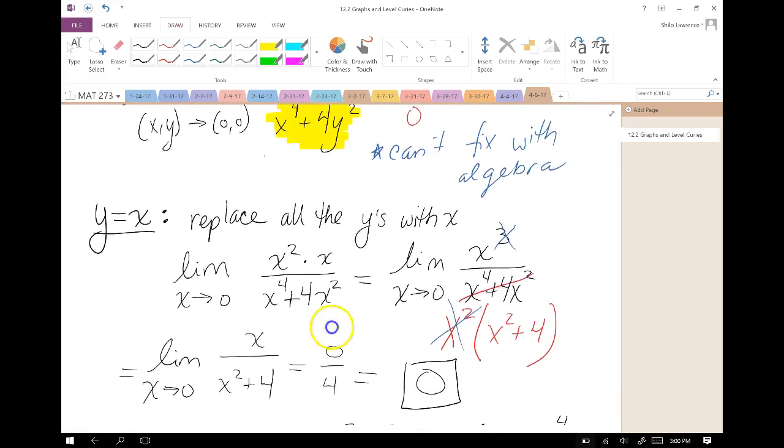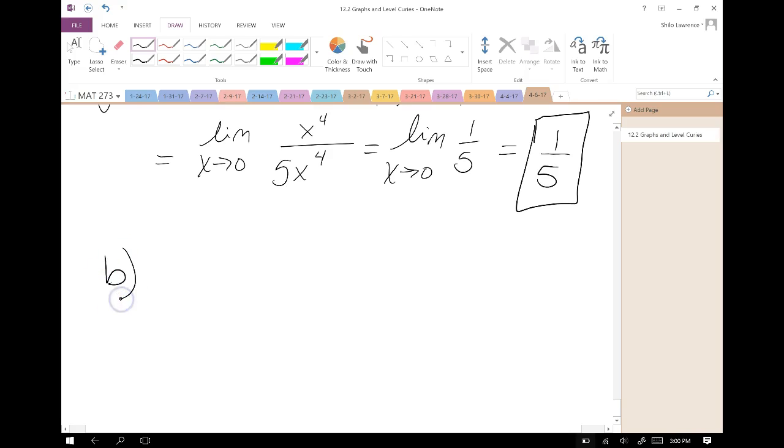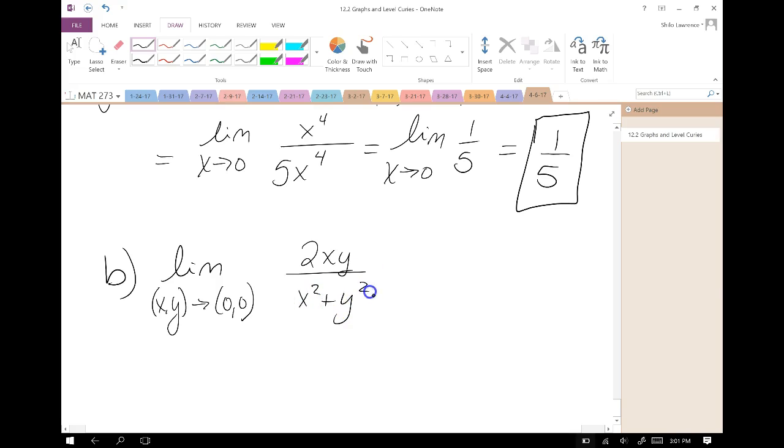All right, we're going to do one more real fast, then we're leaving. This one also does not exist. Algebra will not fix it. Direct substitution is indeterminate form. We're just going to jump right into our paths.